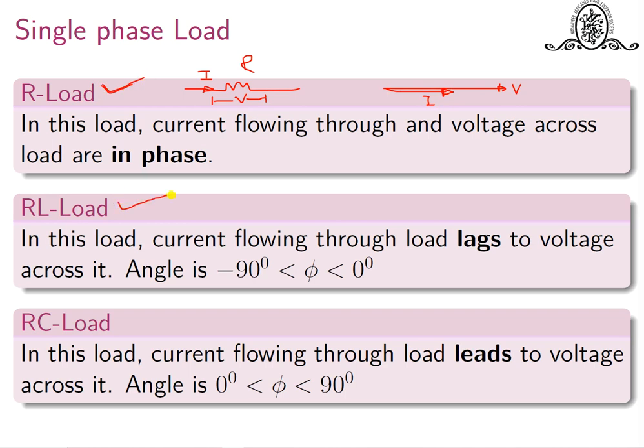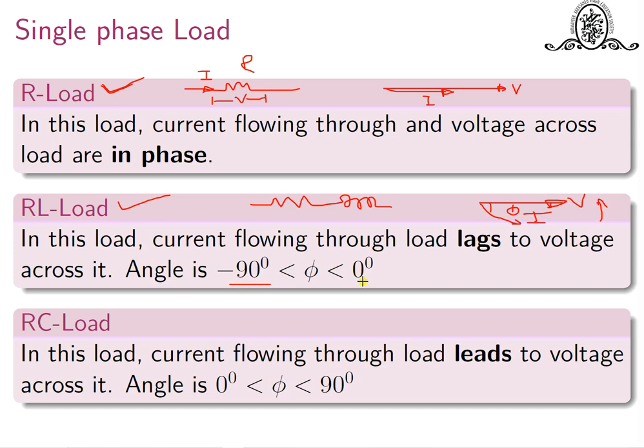The next type of load is the RL type. In the RL type of load, we have a combination of resistance and inductance. When this combination is there, if this is the voltage phasor, the current phasor will lag the voltage phasor by an angle phi. That is, the current is lagging. If the phasors are rotating in the anti-clockwise direction, the voltage is leading, that is, the current is lagging.